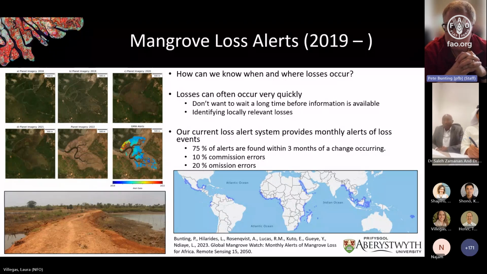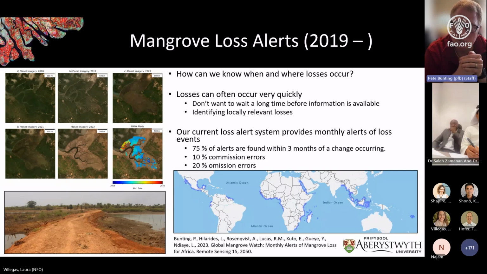we also have this product which is monthly loss alerts. Obviously losses can occur very quickly, and what we want to do is provide local and relevant data in a timely manner. So this analysis runs every month, and every month the portal gets updated using the latest alerts. This is based off the European Space Agency Sentinel-2 data. We currently process about half the world's mangrove areas. In the figure in the bottom right, you can see the blue boxes. They're the areas that we're currently covering, and we hope by this time next year we'll have global coverage of that.